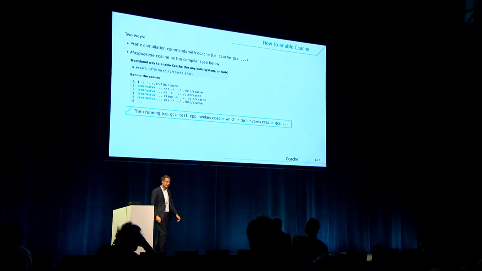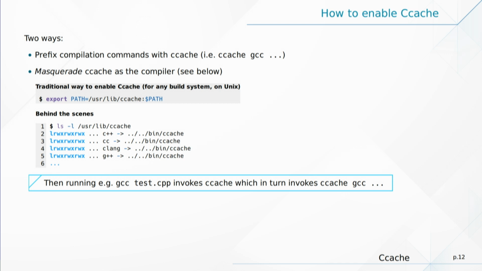How is that done? If you install CCache, you actually end up with a folder which contains a set of symlinks. In that case, we see symlinks for C++, CC, Clang, G++, and so on. And these symlinks all point back to the CCache binary. So the idea is, when you run G++, you get pointed to that symlink, and instead of running G++ proper, you actually run CCache. And CCache takes care of invoking G++ again. Okay, so that's the trick. You export your path to add the folder which contains the symlinks. So G++ actually goes through CCache all the time. These are the two ways.